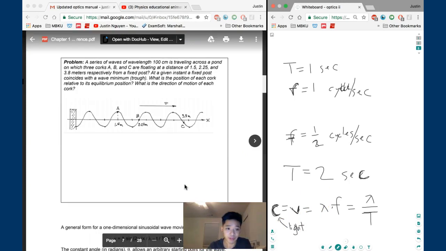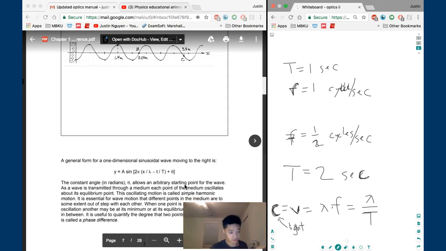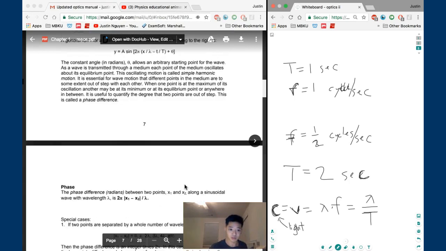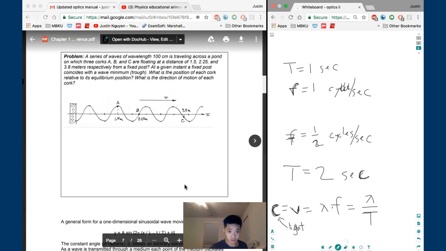So, okay, our first problem. Let's read it. A series of waves of wavelength 100 centimeters, right? So you want to pick a point that looks kind of simple.